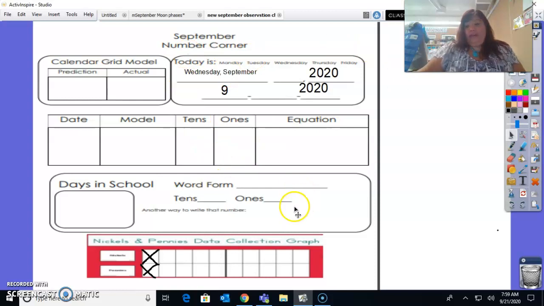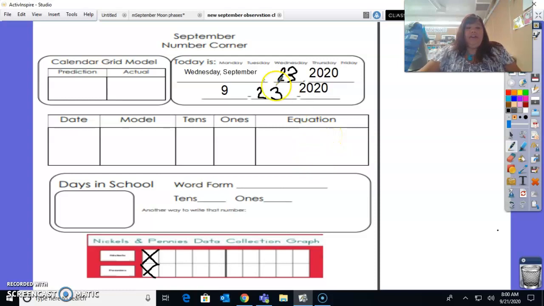Number Corner page. Thank you to all of you that are following along and doing it regularly every day. You're learning lots. Okay, so today is Wednesday, September 23rd. And this is our abbreviated date. 9 is for September. 23 is the date of September. How many days have passed in September? And this is our year.